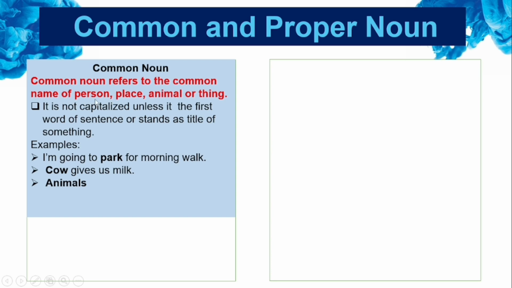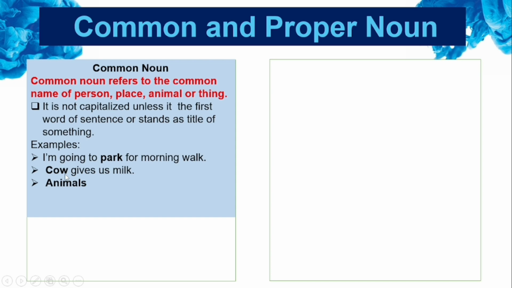It can be any general name of a person, place, animal or thing, right? Now understand what is specific about it: it is not capitalized, right? The first alphabet of a common noun is small, as you can see here in park. But again, like any other subject like science, grammar is also full of exceptions. So what is the exception here? The exception is it can be capitalized if it is the first word of a sentence.